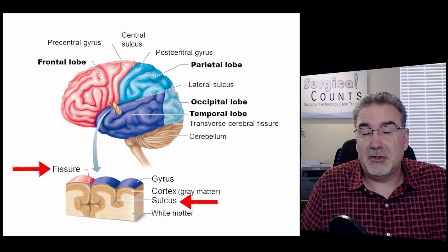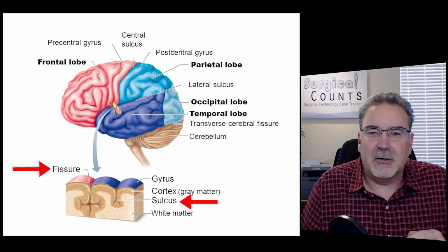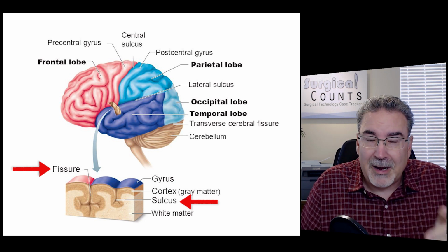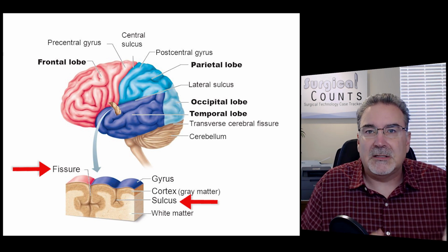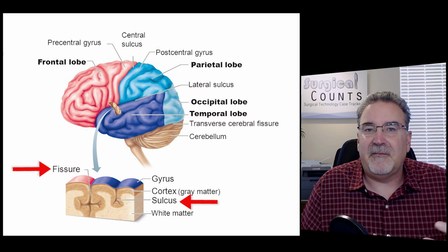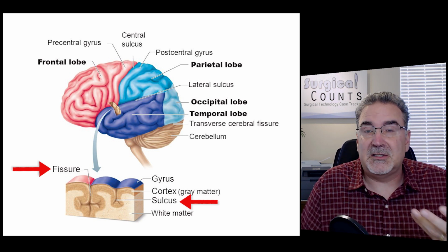Now, the difference between the two, and often you'll hear them used interchangeably, but there is a slight difference. The fissures tend to be bigger and deeper. So think of the longitudinal fissure that separates the two hemispheres of the brain. That's a fissure. Now, a little bit smaller than that, doesn't go quite as deep, is a sulcus.